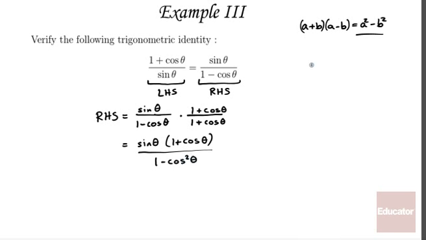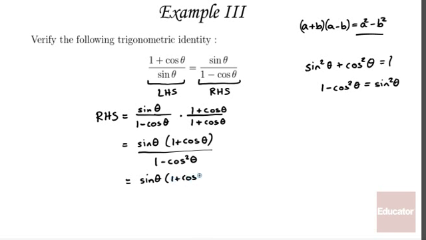Now let's remember the Pythagorean identity. The Pythagorean identity says sine squared theta plus cosine squared theta is equal to 1. That means 1 minus cosine squared theta is sine squared theta. So we can substitute that into our work here. Sine theta times 1 plus cosine theta over, now the denominator, by the Pythagorean identity, turns into sine squared theta.